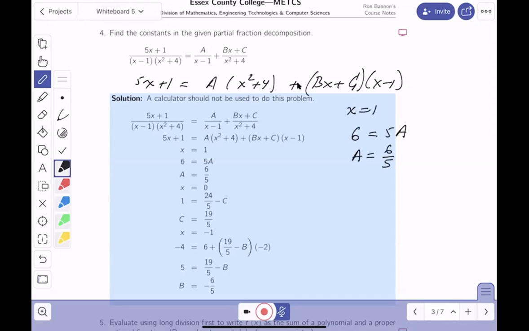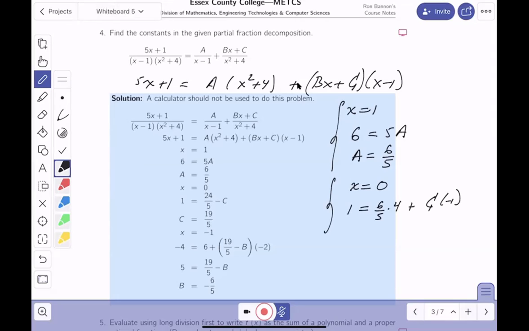Let me do another number. Let's try, this was super simple, right? And the only other number I could find that might be really simple would be x equals 0. Let me put that down. What do you get? On the left side, you get 1. On the right side, a is 6/5, right? And then 0 squared would be 0, and that's times 4, right? We'll do that later. Plus, because b times 0 is 0, I'm not going to write that down, but you get c times minus 1.